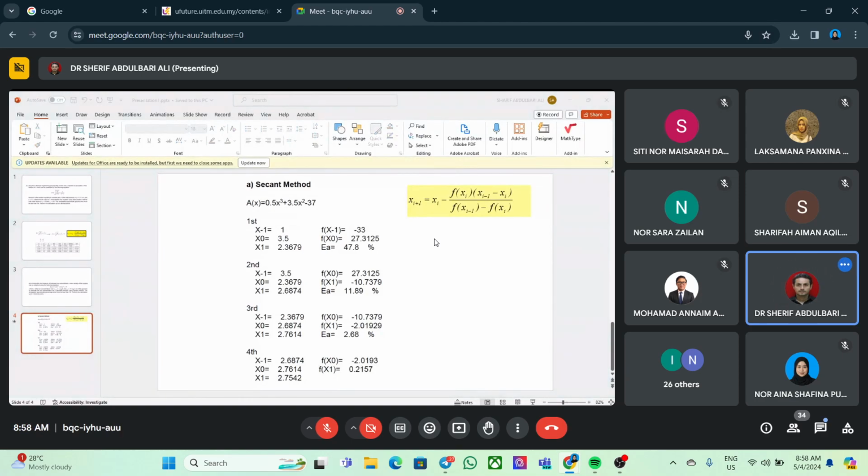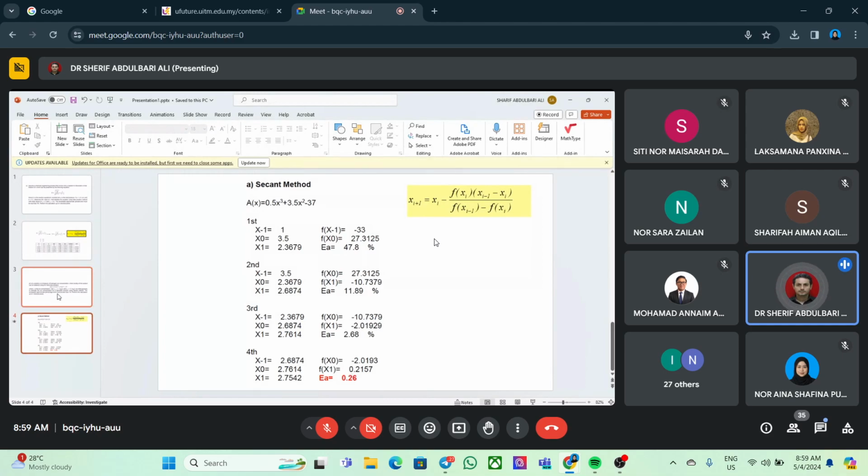Point 754. Perfect. So now the last answer is, what's the error? This is the error, 0.26.